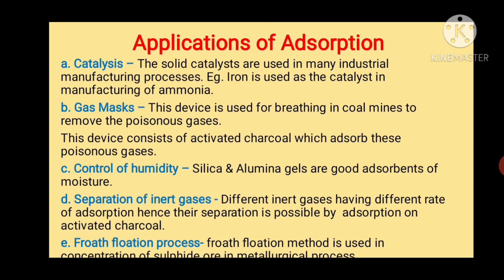First point, catalysis. The solid catalysts are used in many industrial manufacturing processes. For example, iron is used as the catalyst in manufacturing of ammonia. Second point, gas mask. This device is used for breathing in coal mines to remove the poisonous gases. The device consists of activated charcoal which adsorbs these poisonous gases.